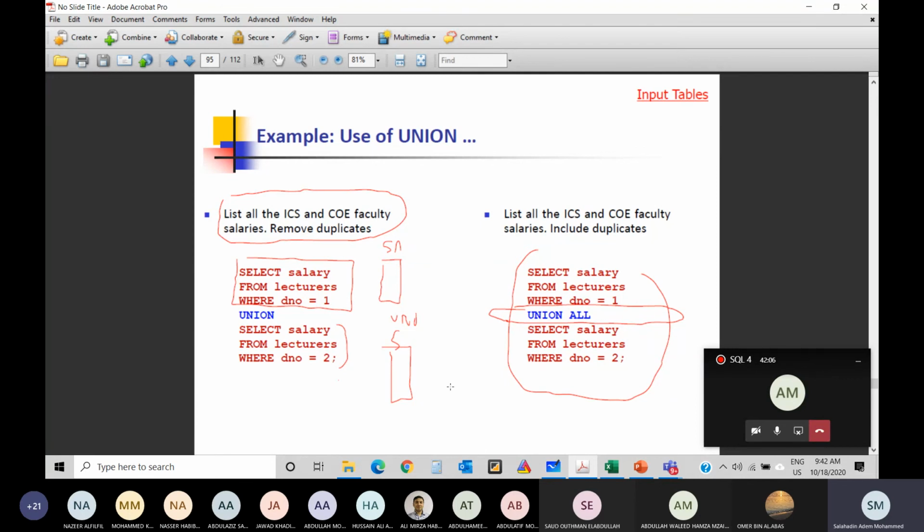So SQL has both. If you say union, it will remove the duplicates. If you use union all, it will give you all. It will not remove the duplicates. Is this point clear, guys? The difference between union and union all? Yes. Clear? Yes. Very good.